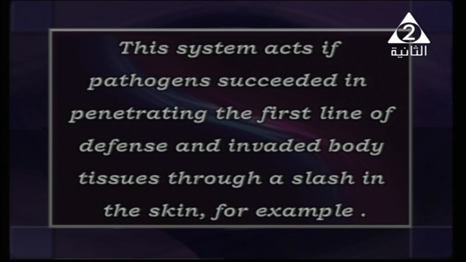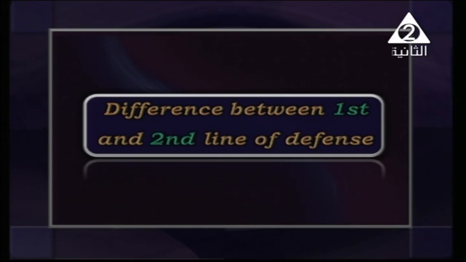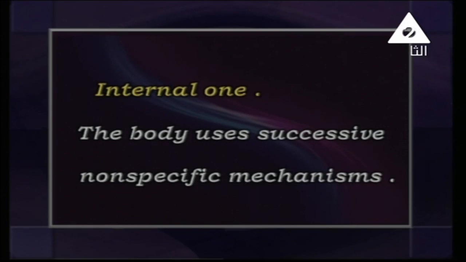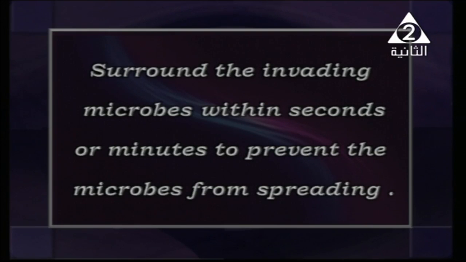So this second system acts if the pathogen already succeeded in penetrating the first line of defense, and it already invaded your body tissue through cuts in the skin, or by food, by air, whatever, by such a way. Okay, for example, the difference between the first and second line of defense. The internal one, the body uses successive non-specific mechanisms that surround the invading microbes within seconds or minutes to prevent the microbes from spreading.